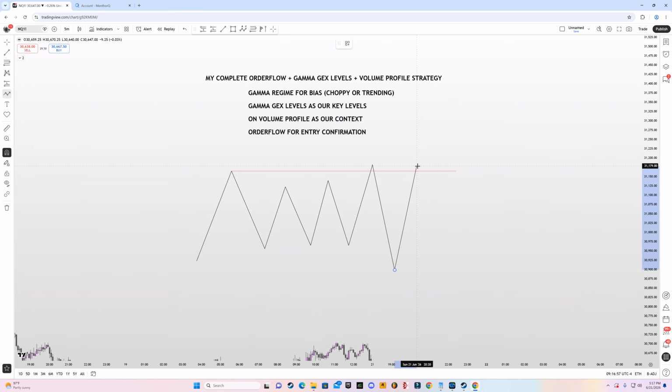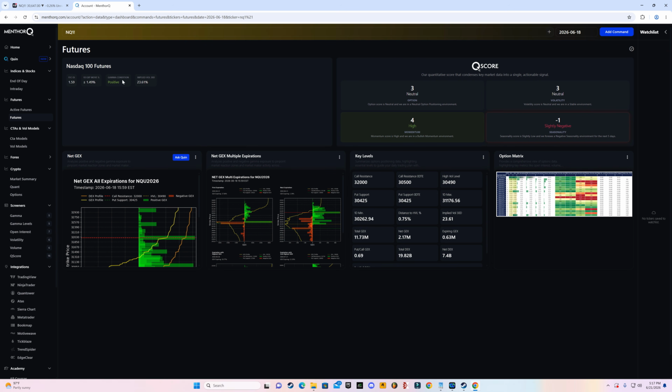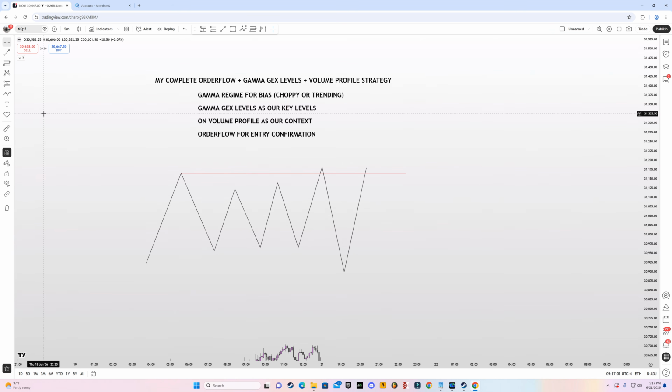Now, why does that happen? The big institutions, when we are in a positive gamma condition, are forced to sell when the price is going up, and they're forced to buy when the price is going down. They're basically hedging, right? They've got to protect their positions.